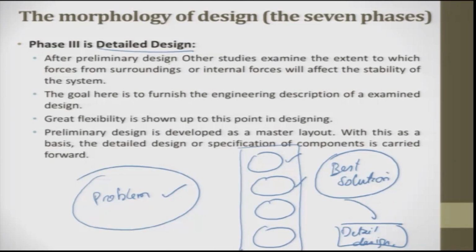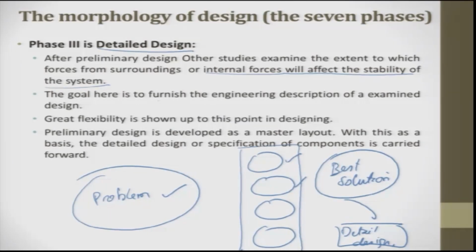After preliminary design, other studies examine the extent to which forces from surrounding or internal forces affect the stability of the system. So, now what do you do? You do a detailed design. So, you have decided there has to be a shaft, it has to be made out of some material, steel, and now what should be the dimension of the shaft? What should be the tolerance of the shaft? Is that shaft mating with another gear? All those things we will start looking at.